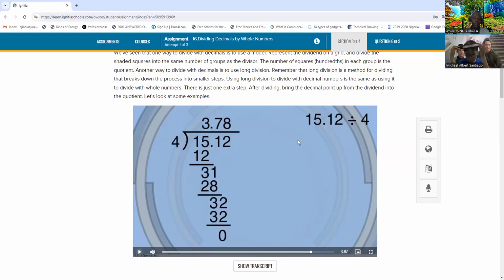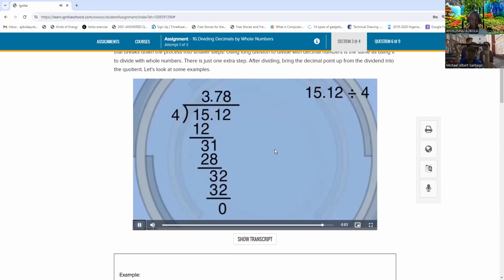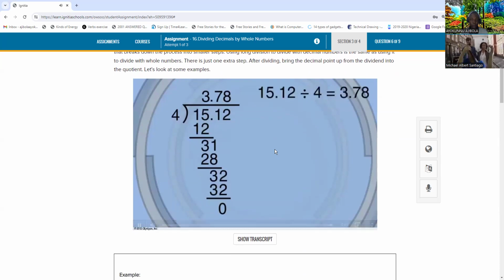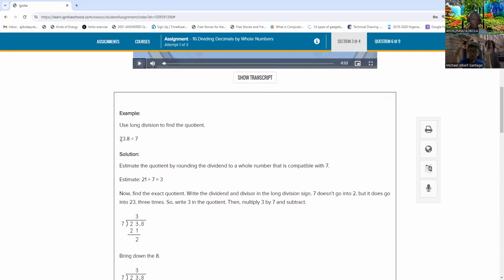Yes. Then 4 into 31 is 7. 7 times 4 is 28. 31 minus 28 gives 3. Then you bring down the 2. Then 4 into 32 is 8. 8 times 4 is 32. Then minus, that's 0. So then you lift the decimal at that place value. You fix it there. Is that clear? Yes. Good. So let's continue to the next. So the quotient of 15 and 12 hundredths and 4 is 3 and 78 hundredths. That is 3.78.